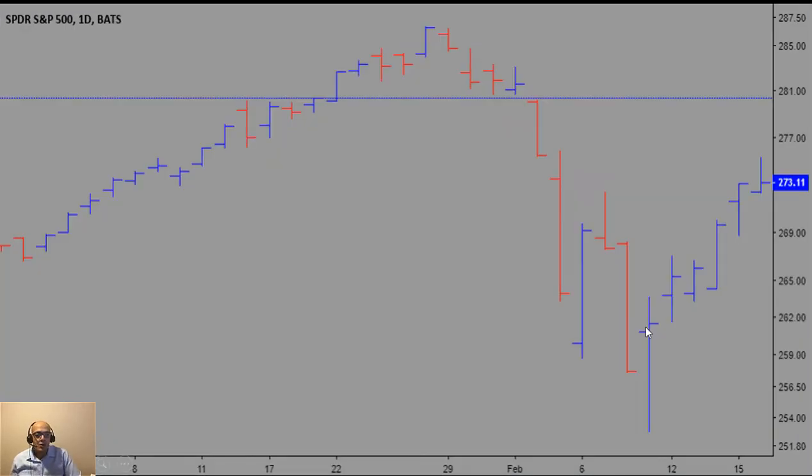And then we have the bar chart, and the bar chart is the same idea. So this tick on the left is the opening price, and on the right you have the closing price. And here is also the high, here is the low. For the red bar, same idea. You have here the opening, here the close, here the low, here the high.